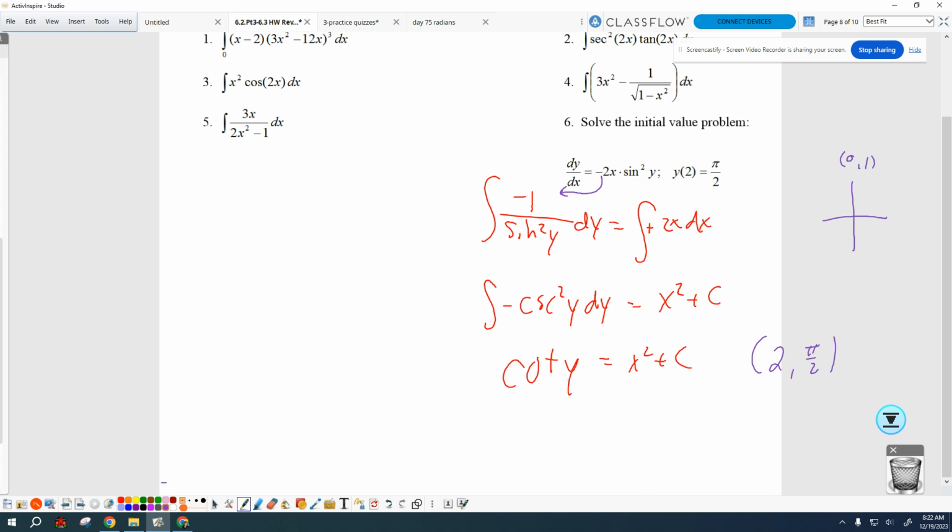Cotangent is x over y, so cotangent of pi over 2 is 0 equals 4 plus c. So c is -4. Plugged in here, I'm going to put the -4 back in. Cotangent y is x squared minus 4. So it's y equals arc cotangent of x squared minus 4.